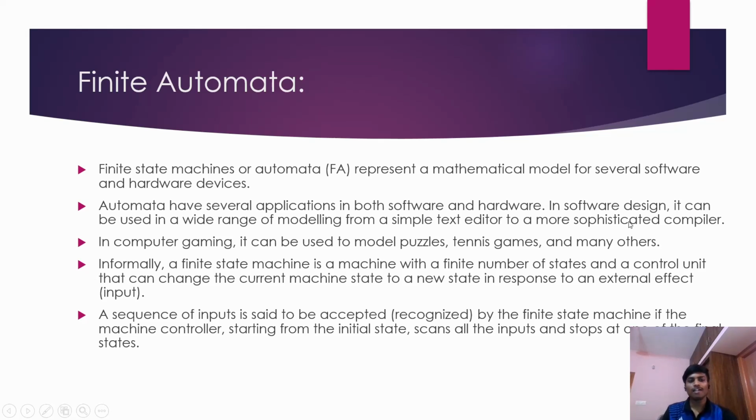So, informally, a finite state machine is a machine with a finite number of states and a control unit that can change the current machine state to a new state in response to an external effect or input. A sequence of input is said to be accepted or recognized by the finite state machine if the machine's controller, starting from the initial state, scans all the inputs and stops at one of the final states.